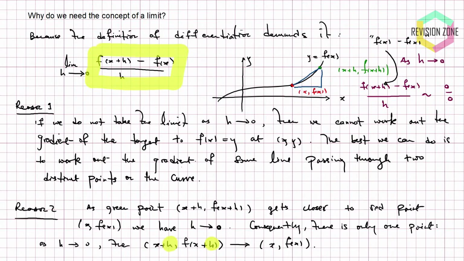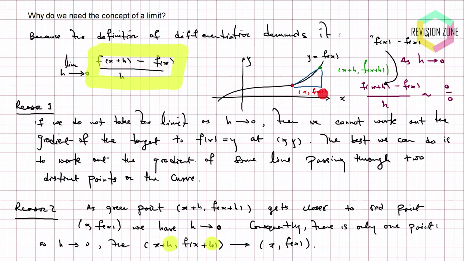So just to make sure that the point is crystal clear, we need the notion of limit because of the very act of getting a gradient of a tangent, as opposed to a gradient of a line passing through two distinct points. And obviously the second point is the notion that as I move the green point closer to the red point, we actually have the green coordinate become the red coordinate, right?